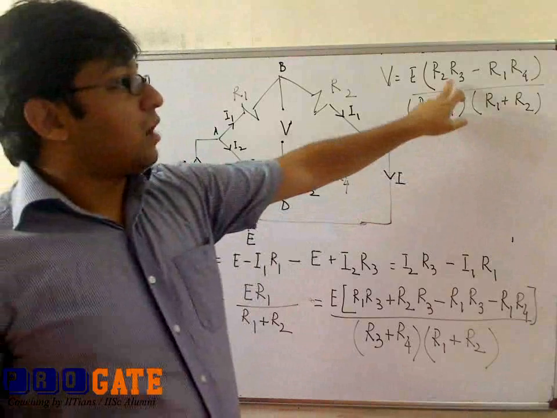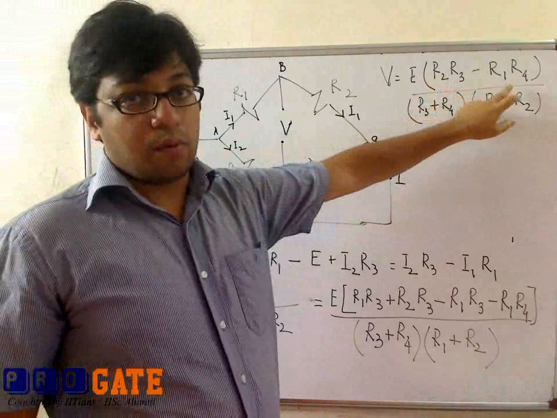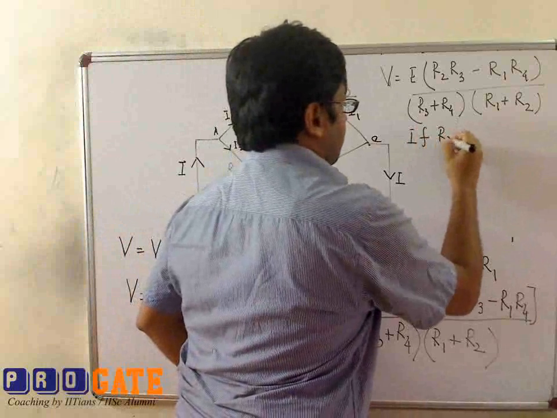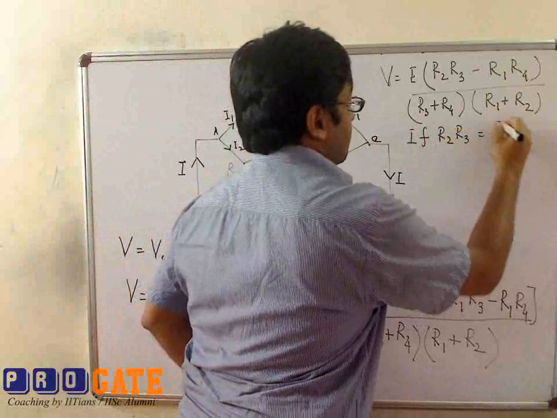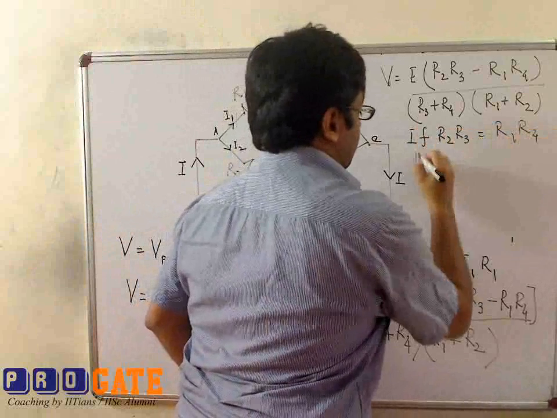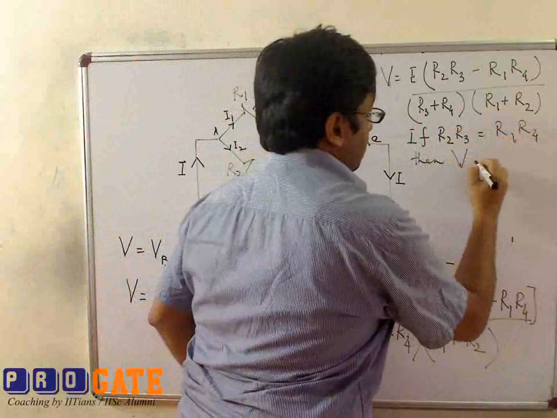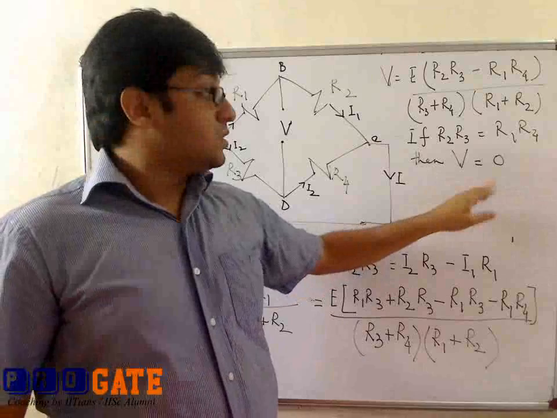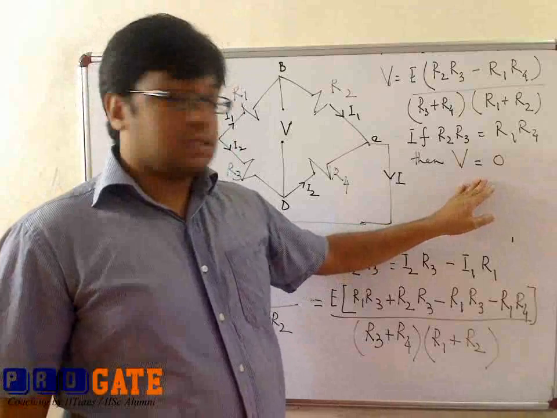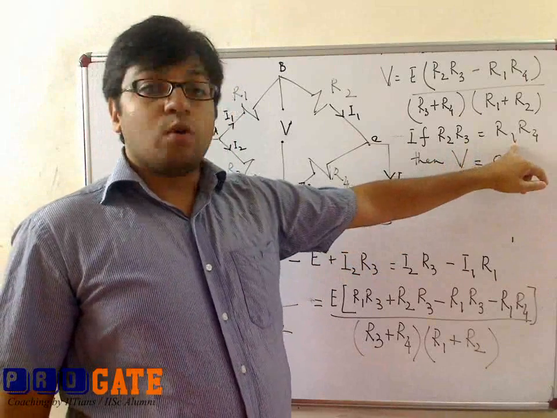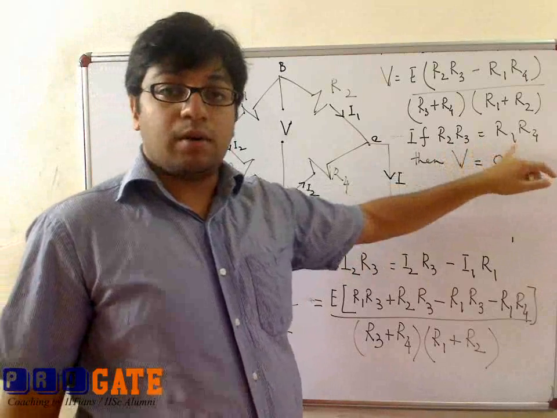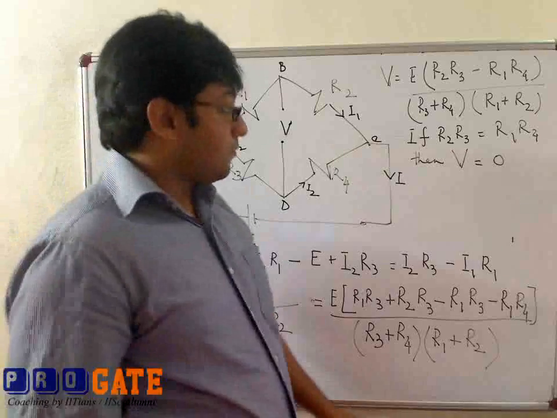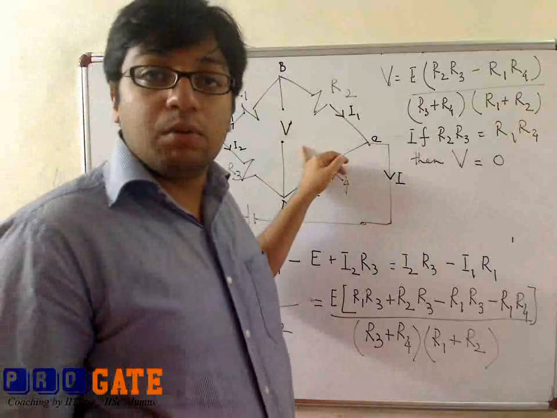Now suppose that R2 into R3 is equal to R1 into R4. Then what do we get? Then the output voltage V is equal to 0, which is a very interesting result. This tells us that if we can get this product to obey this equation, that is R2 into R3 is equal to R1 into R4, we will not get any output voltage across the Wheatstone bridge. And in this condition, the Wheatstone bridge is said to be balanced.